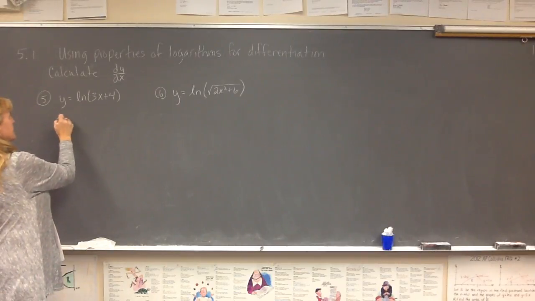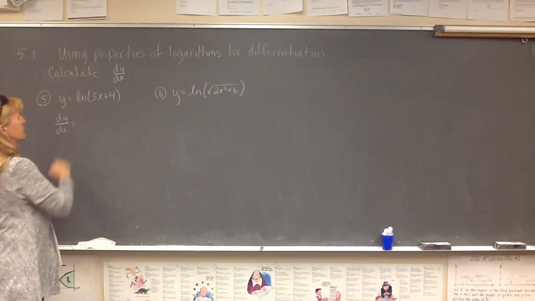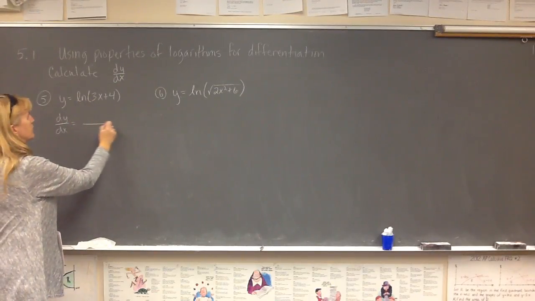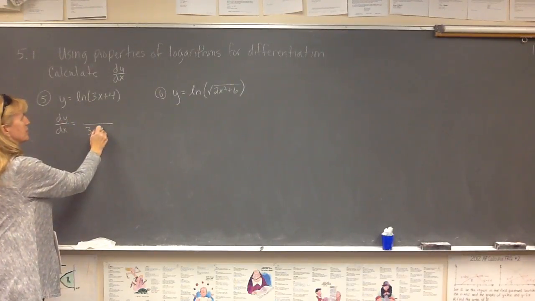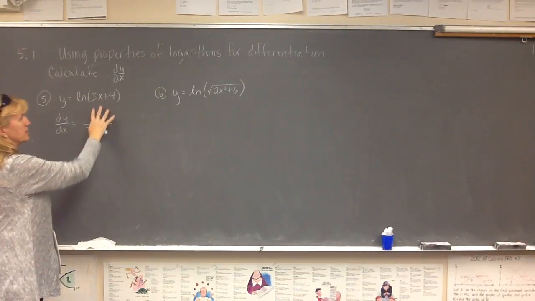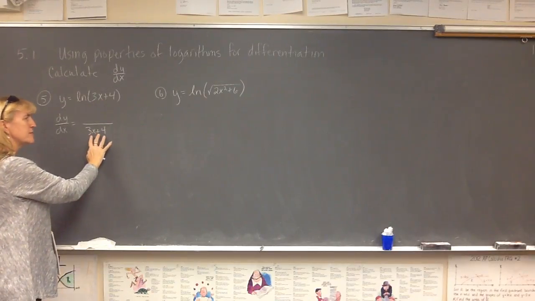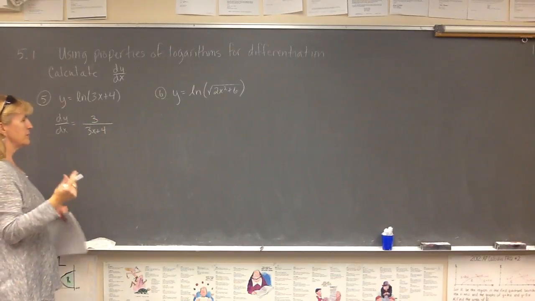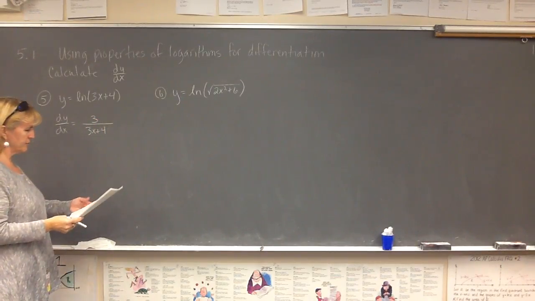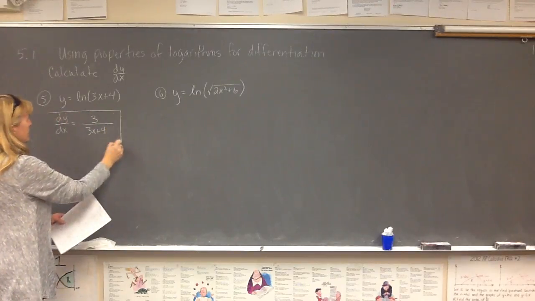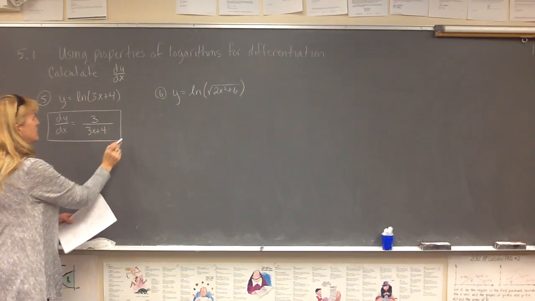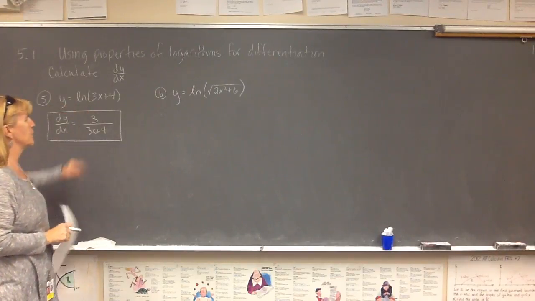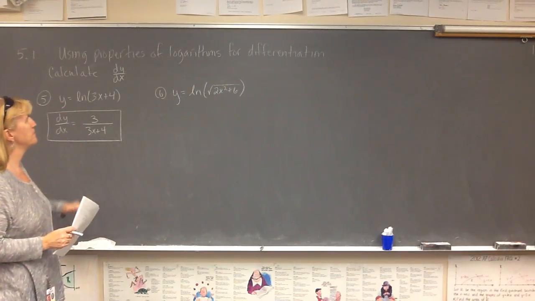So we're going to say dy/dx is equal to, and the derivative of the natural log of u is 1 over u. So whatever the natural log is being applied to goes in your denominator, and the derivative of this goes in the numerator. So this is a 3. So we just have dy/dx is equal to 3 over 3x plus 4, and we are finished with that problem. It's set up really nicely so that all we have to do is apply that one rule, that chain rule, and that was it.